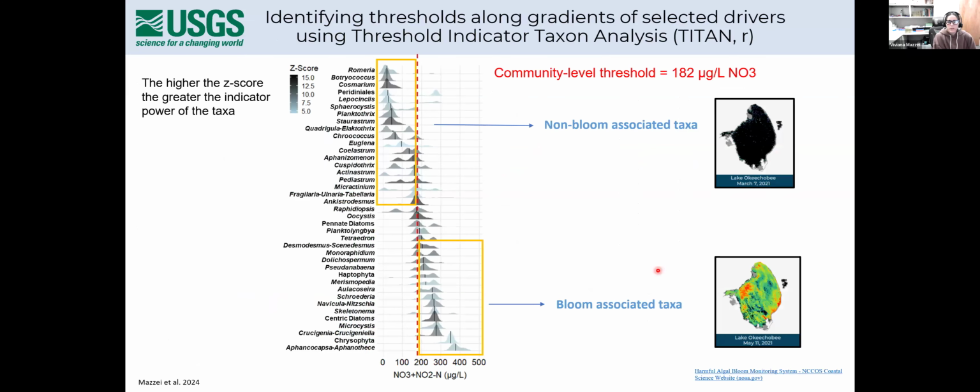So finally, we used TITAN, which is threshold indicator taxa analysis. It's a package available in R to identify thresholds along the gradients of the environmental variables that were selected as the strongest explanatory variables in the spatial patterns, right? Because the temporal patterns weren't very strong. So I'm just showing the nitrate gradient here as an example.